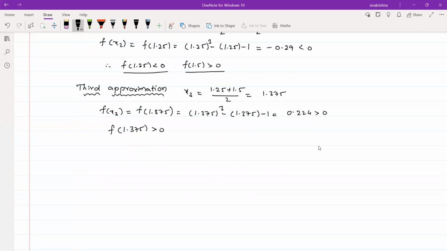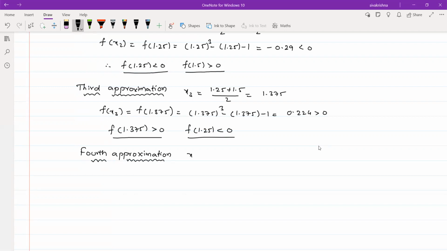If you want to find the next approximation, we require a negative value. So we have to carry the negative value from the above step. It means f of 1.25 has the negative sign, so we have to carry that particular term. In order to calculate the next approximation, once again I am underlining those two terms, f of 1.375 and f of 1.25, because those two have opposite signs. Now I am going to calculate the fourth approximation, that is x4.